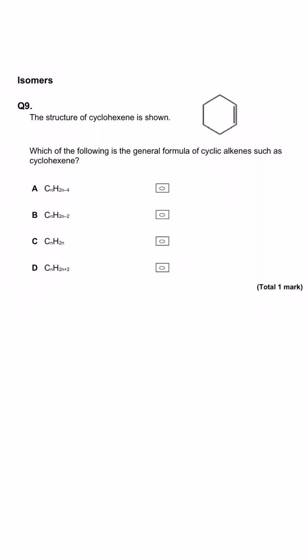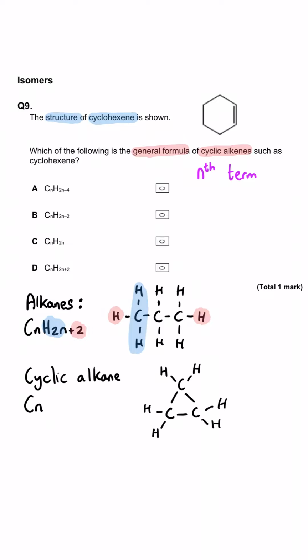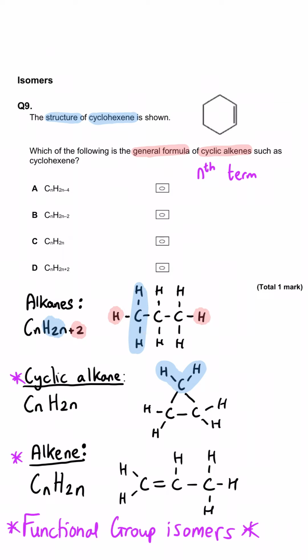Here we're being shown the structural formula of cyclohexene, and we're being asked what the general formula is for cyclic alkenes, such as this one. Now, general formula is like the nth term, where you would say CnH2n+2 for an alkane. This is because every carbon will typically have 2 hydrogen attached to it, and there's the 2 on the ends as well. When you get a cyclic alkane, you don't have the 2 end carbons in the chain, and it is just CnH2n. Alkenes also have the general formula CnH2n, and that makes them functional group isomers of cyclic alkanes.